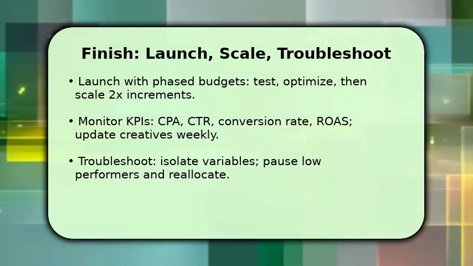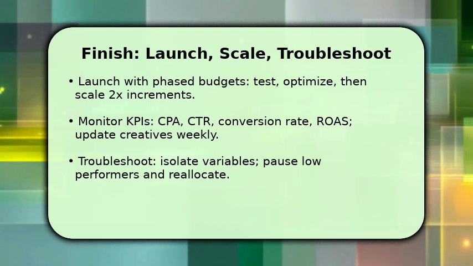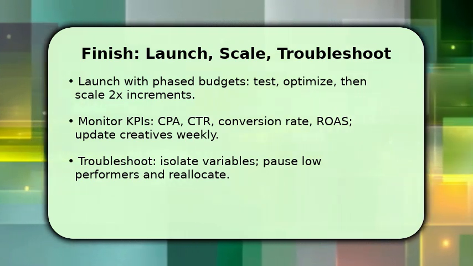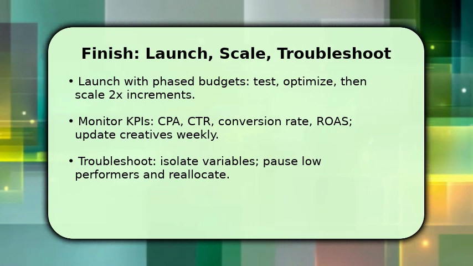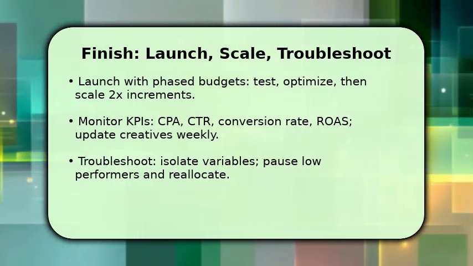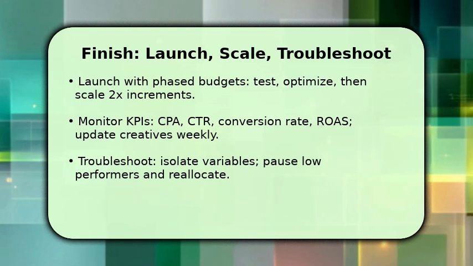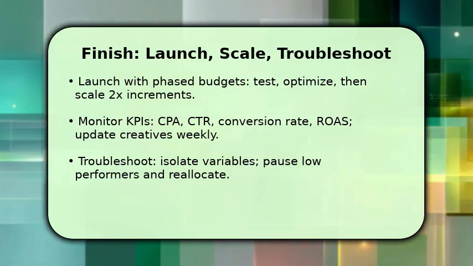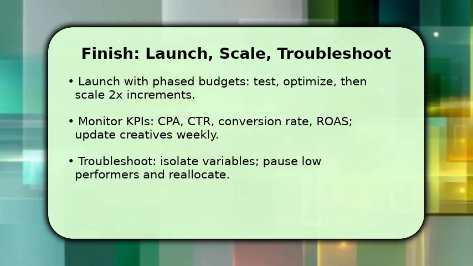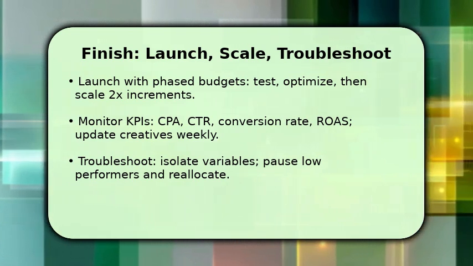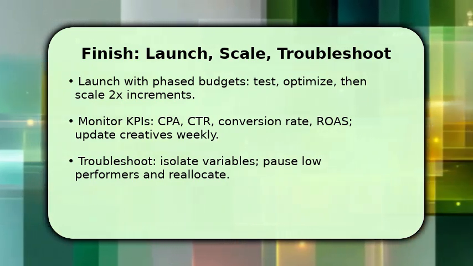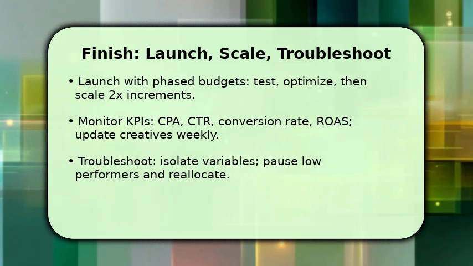Once live, monitor CPA, CTR, conversion rate, and ROAS. Use those metrics to decide which ads to amplify. Make iterative creative updates weekly and refresh audiences monthly to avoid fatigue. If performance drops, isolate one variable at a time, creative, audience, or bid, so you can quickly identify the issue. Pause the worst performers and reallocate.